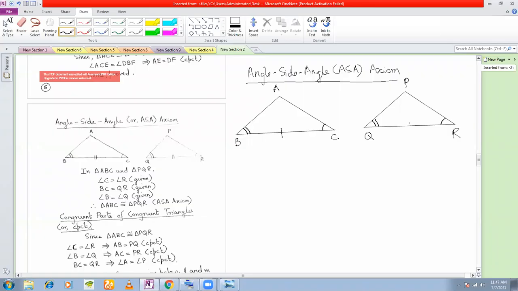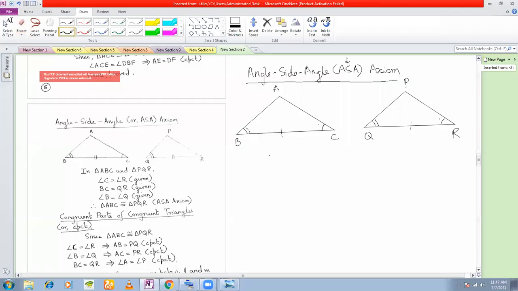That is, these two sides must be given to be equal. The included sides, remember, that is why we write S in between. So this side, if you see, that these two sides of the triangle are between these two angles. This is called the included side of the angles, right? So if these two angles and if this side, the included side, is given to be equal, then you can say that the triangles are congruent by ASA axiom.